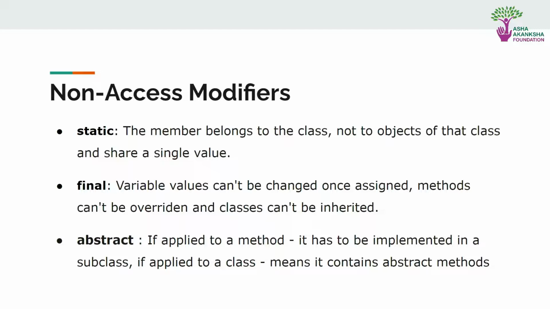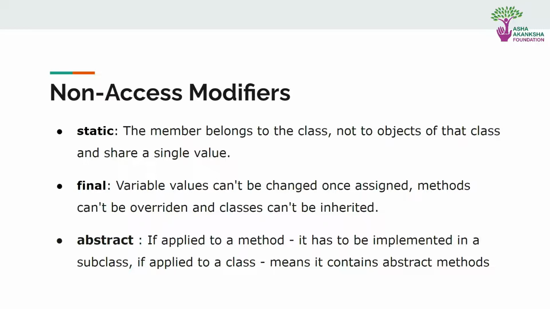Then come the non-access modifiers. These are used for functionality purposes. First is static. The member belongs to the class, not to the objects of the class, and shares a single value. So in static, we share a single value that is common to the class and common to all objects of the class.